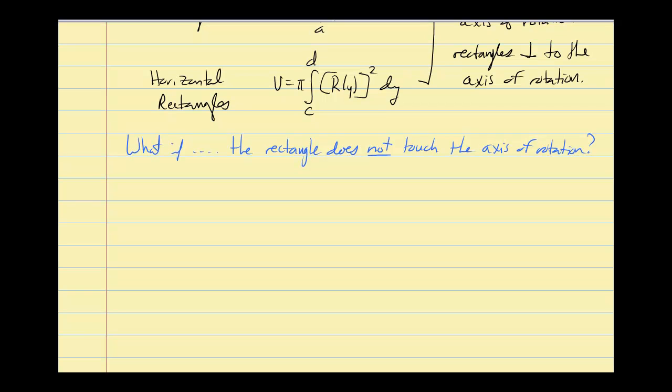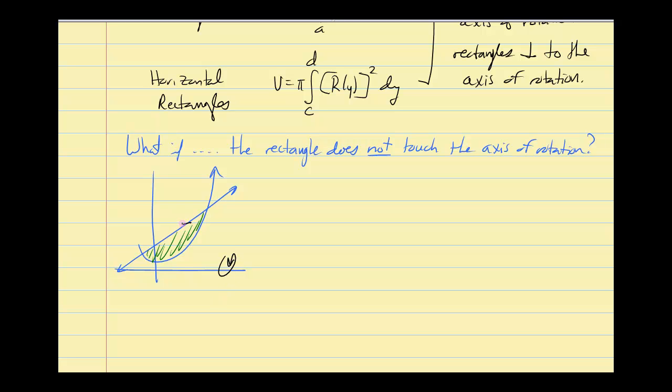So first of all, let's go ahead and draw a picture of what this could look like. We could have a graph of, let's say, x squared or something similar. And this is the region that I want to rotate. Okay, and I want to rotate this about the x-axis. Now, if you note here, I am not touching the axis of rotation.